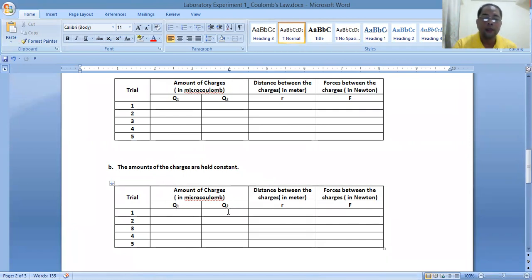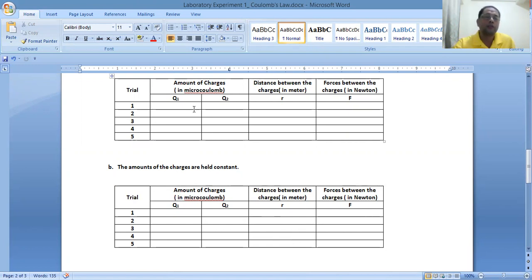The value you assign for Q sub 2, you have to keep the same for this set of activity. Now, what will vary this time is R. You will have to assign a value of R. Either you set R in an increasing manner from trial 1 to 5 or in a decreasing manner. It's up to your group, but as long as there is consistency as to whether increasing or decreasing R. The corresponding result to R will be your recorded value for F. So do not forget to record F every time you vary the value of R.